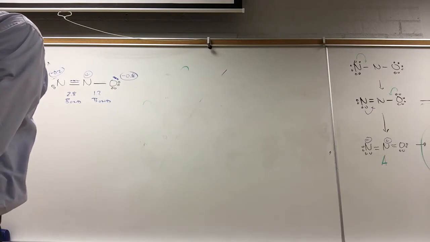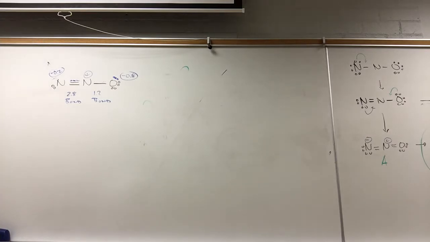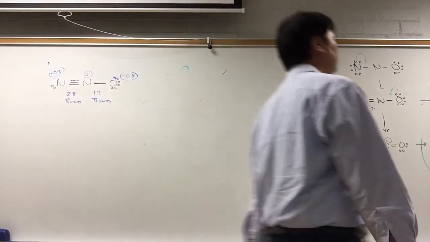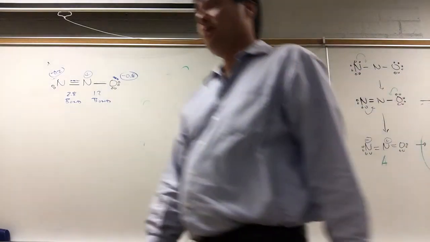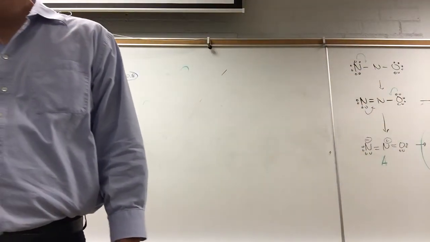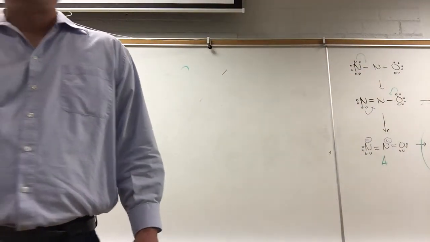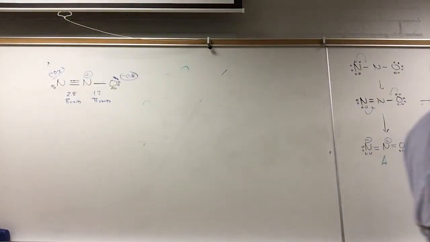What is it, 2.8, 1.2? The bond here is a 2. 2 just means double. 3 would be a triple. And so here, the nitrogen-nitrogen bond in this resonance form is a double, a 2. And the nitrogen-nitrogen bond here is a triple, a 3. And so is it 2 or 3?